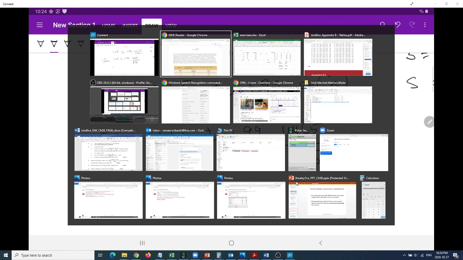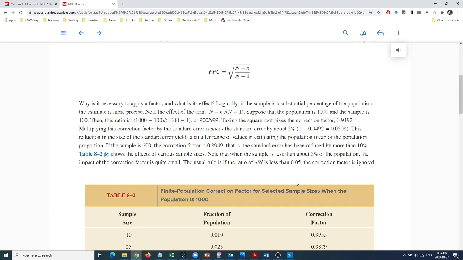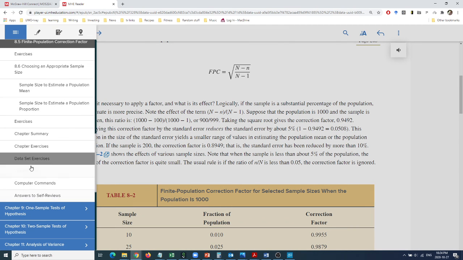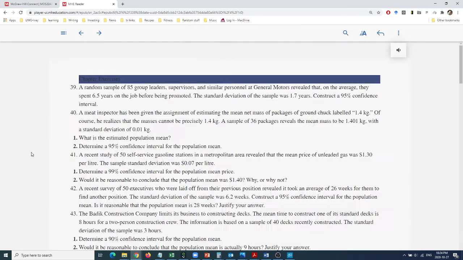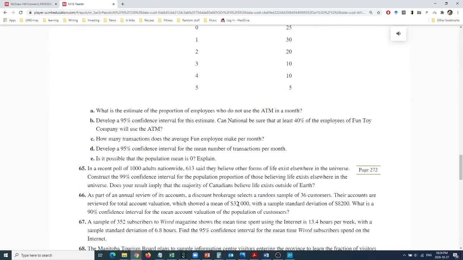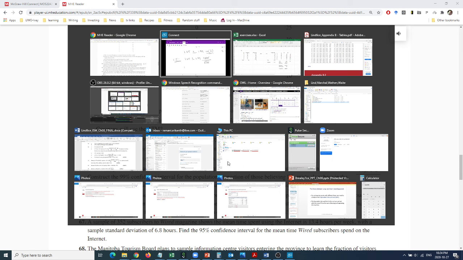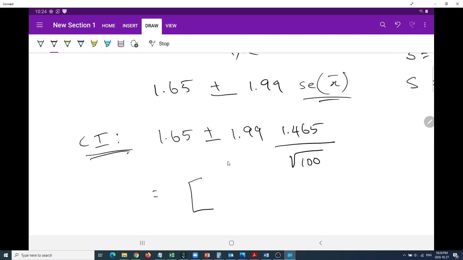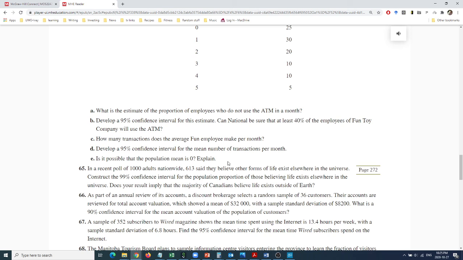And the last question is, is it possible that the population mean is 0? It looks unlikely from the values we got. If this lower bound is a positive value, and the upper bound is also a positive value, that means that 0 is not a possible option. It's not possible that the population mean is 0.